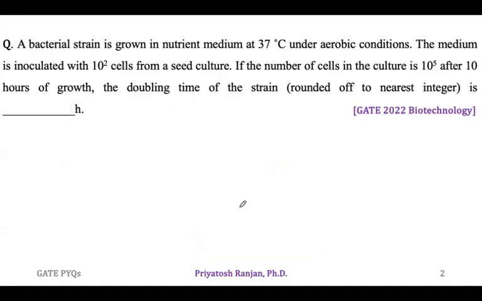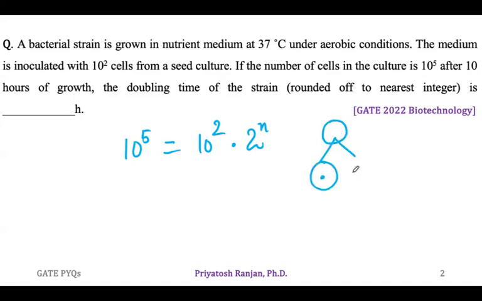So we can solve this equation. 10 raised to the power 5 equal to 10 raised to the power 2 into 2 raised to the power n. Why are we considering 2? As I said, bacterial cells use binary fission as an asexual method of reproduction, where each bacterial cell copies its DNA and divides into two identical daughter cells. So if I have to calculate the value of n, I can put log on both the ends.